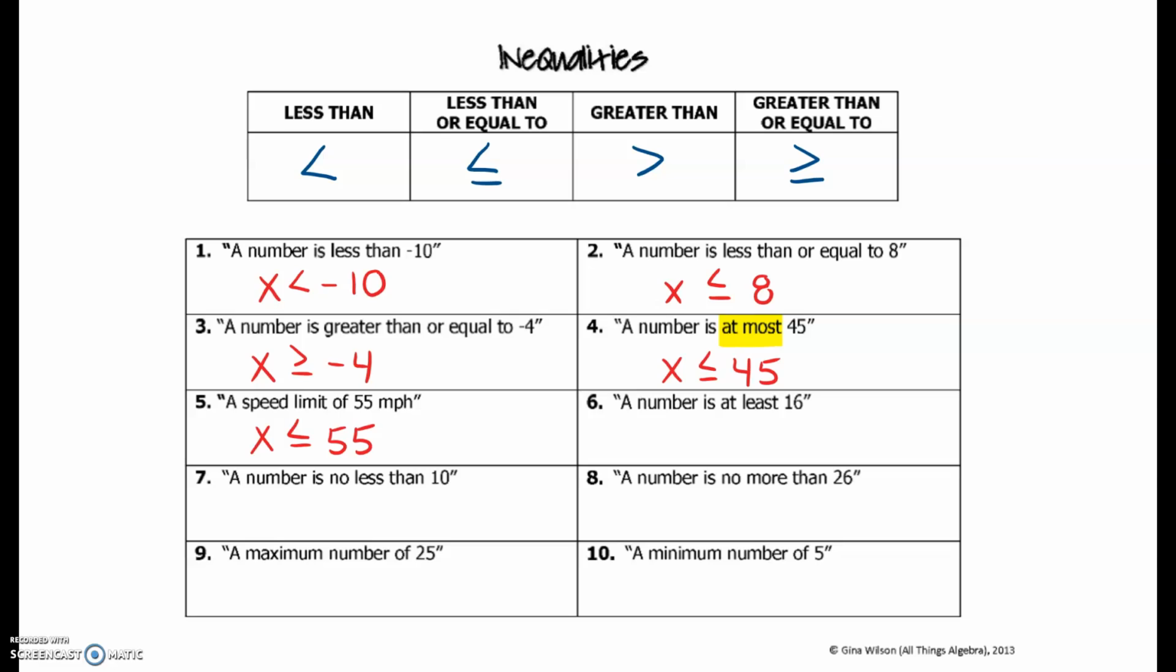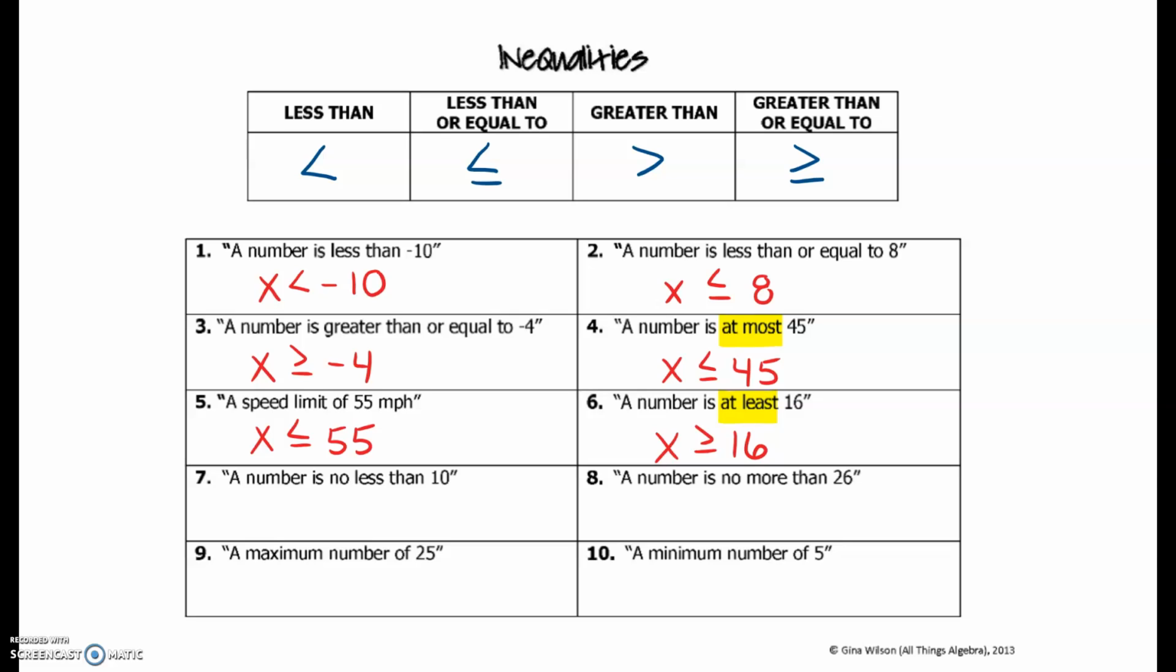Now number 6 ties together with number 4. It's the opposite. A number is at least 16. So in this case, a number is represented with x. At least means it's going to be greater than or equal to. We want it to be 16 or higher for number 6.